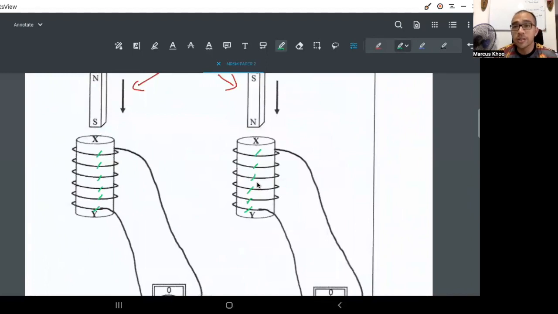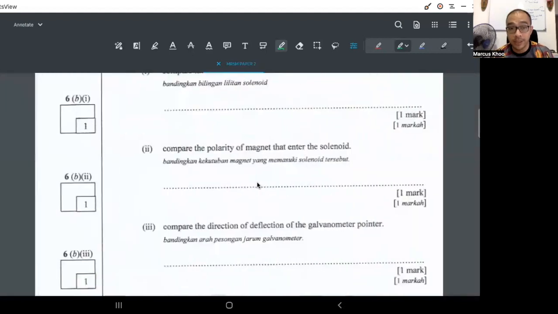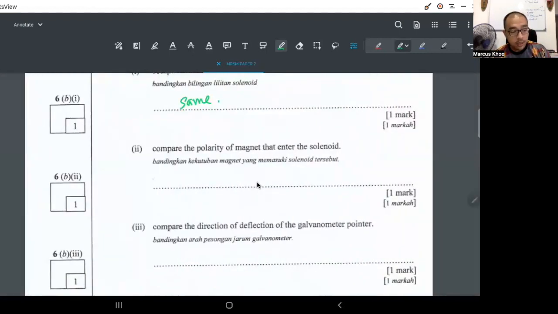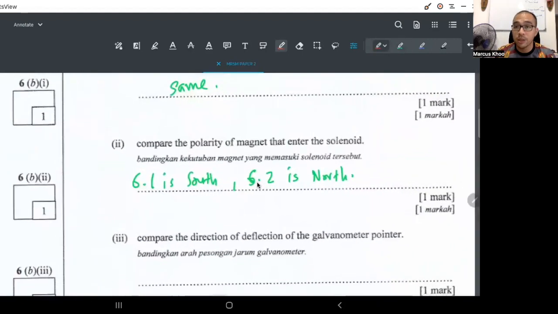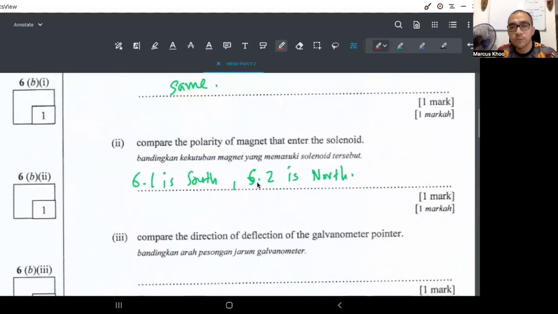So this one you cannot say one is bigger than the other. It's a very special case punya comparison. We will say 6.1 is south, 6.2 is north. This is a very special case that we don't see very often. So whenever we compare, we always think bigger, smaller, bigger, smaller.